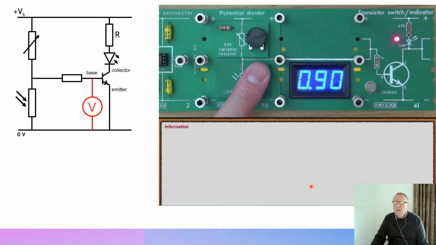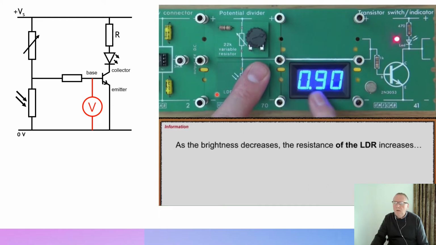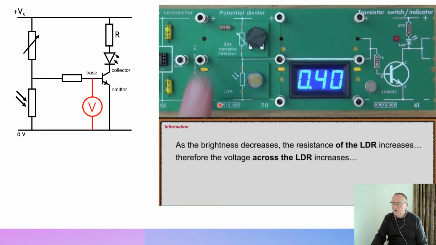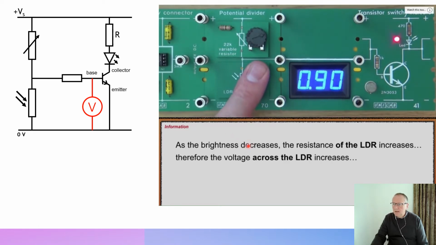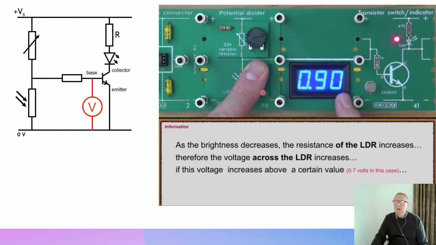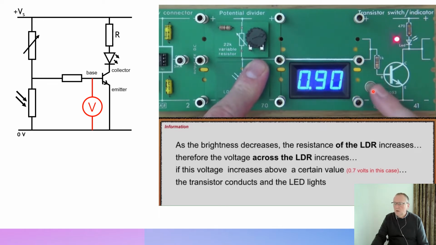So how does this part of the circuit work? Well, you should be able to explain this if you watched the previous videos and understood them. So if we decrease the brightness, so light down, then the resistance of the LDR will increase, and therefore the voltage across the LDR increases, it gets a bigger share of the voltage. And if it increases above about 0.7 of a volt, because of this transistor it's actually 0.9, the transistor conducts, and you can see the LED lights in this case.